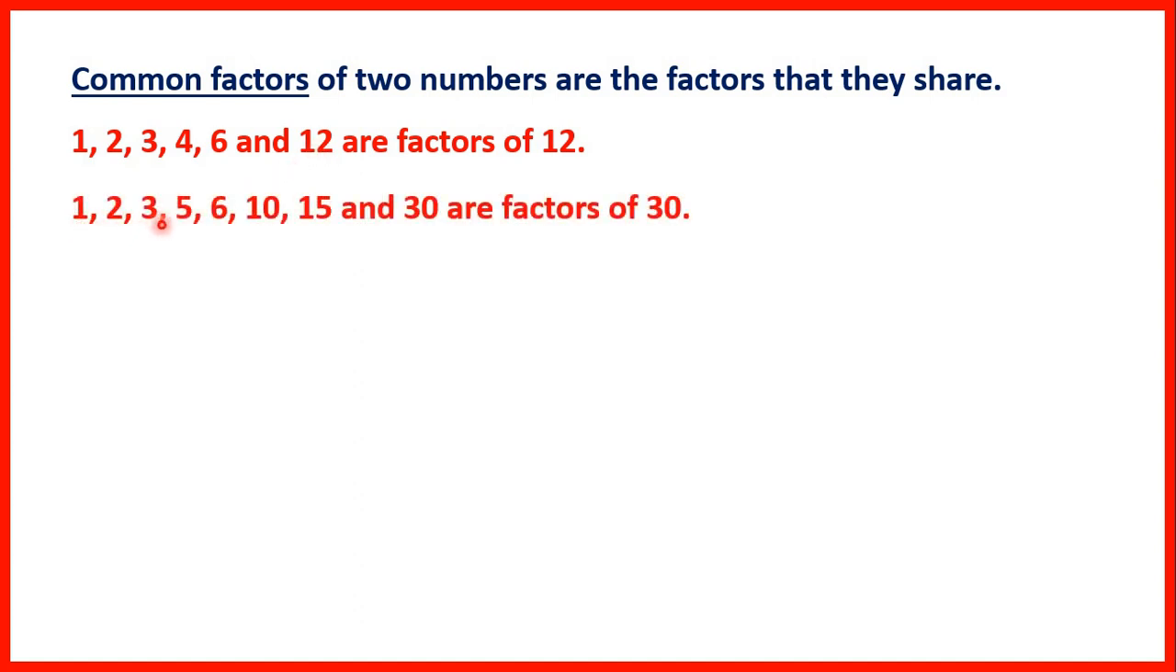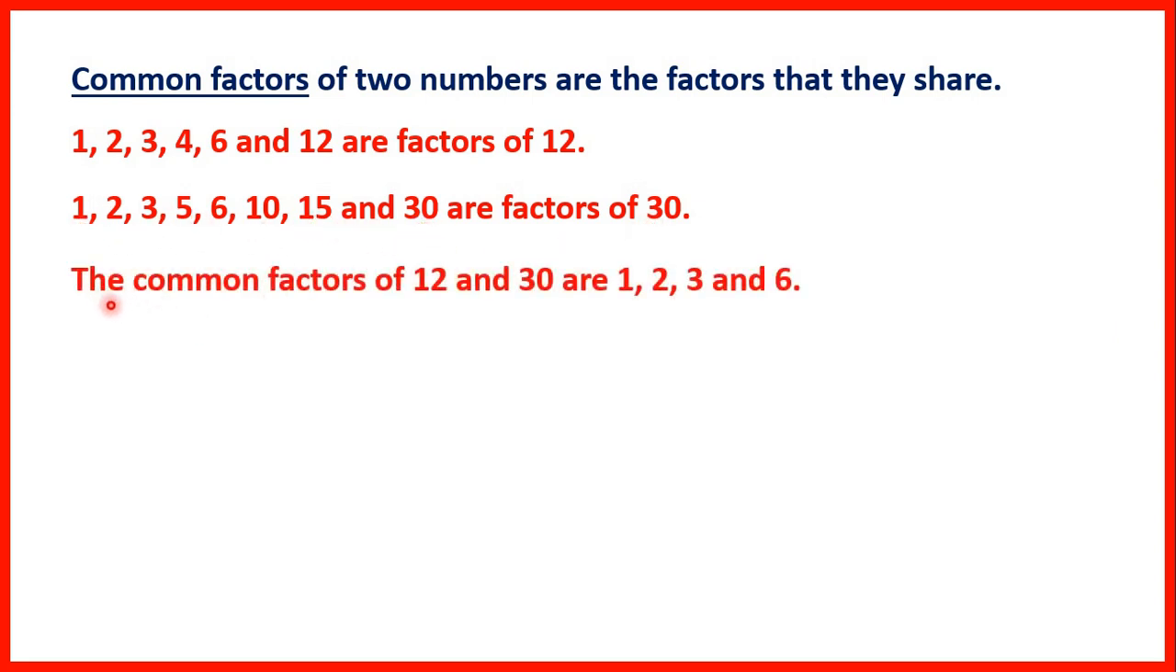1, 2, 3, 5, 6, 10, 15 and 30 are factors of 30 because 30 can be divided by these numbers without leaving a remainder, or because 30 is in these times tables. So the common factors of 12 and 30 are 1, 2, 3 and 6.